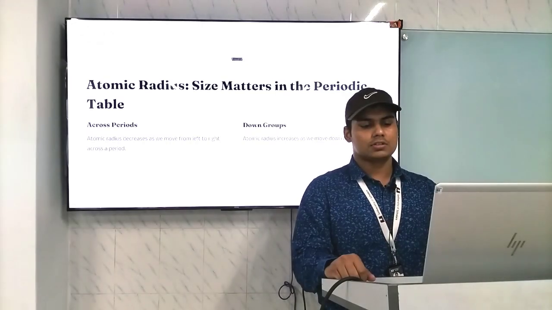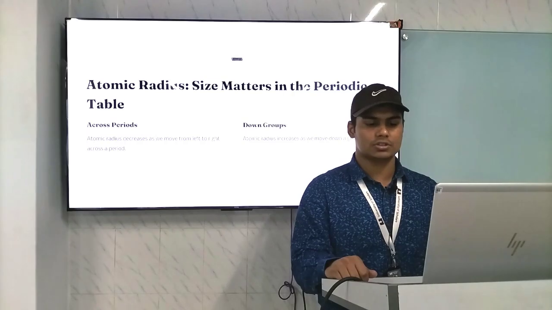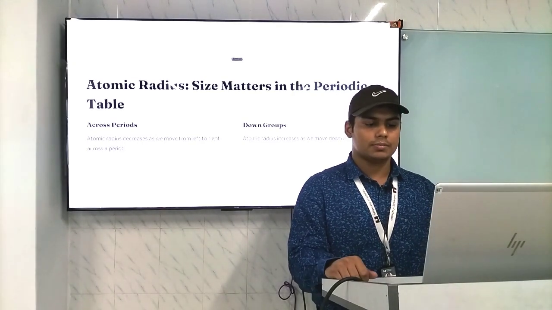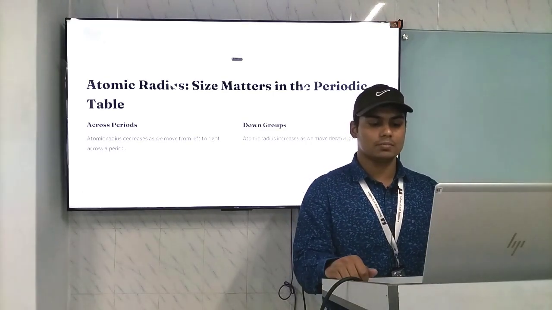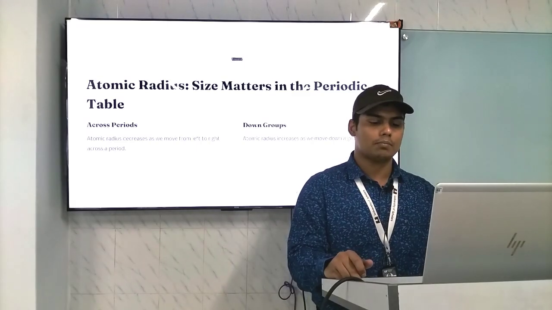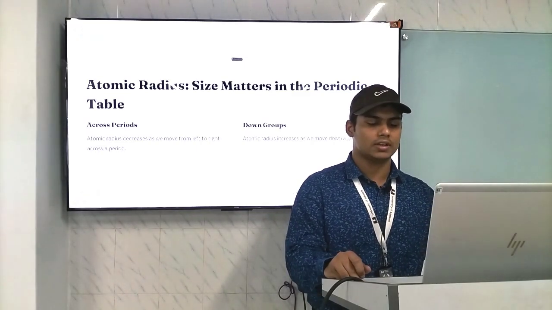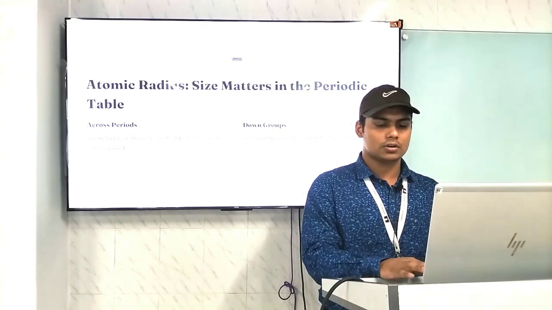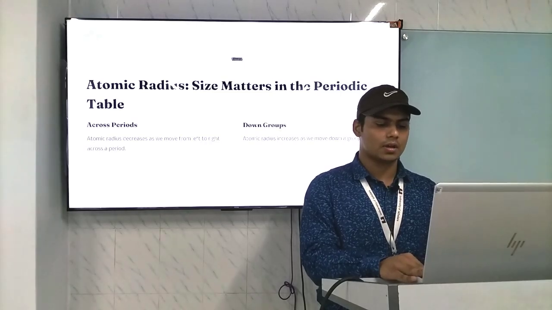Atomic radius refers to the size of an atom, which depends on the number of electron shells and the nuclear charge. Across a period, atomic radius decreases. Why? Because as we move across a period, the number of protons increases, pulling electrons closer to the nucleus, making the atom smaller. Down a group, atomic radius increases.